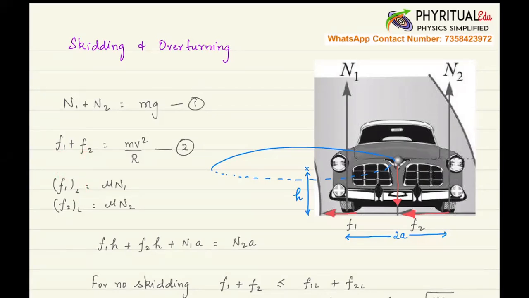Now for rotational equilibrium, the net torque about the center of the car should be 0. So that equation is written below. Note that about the center, F1 gives rise to clockwise torque, F2 also gives rise to clockwise torque, and N1 also gives rise to clockwise torque. So F1, F2 and N1, all three give rise to clockwise torque about the center, whereas N2 gives anti-clockwise torque about the center. So the sum of clockwise torques should be equal to the anti-clockwise torque. We get this relationship: F1h plus F2h plus N1 into a should be equal to N2 into a. Using the idea of torque expressions, we write that.